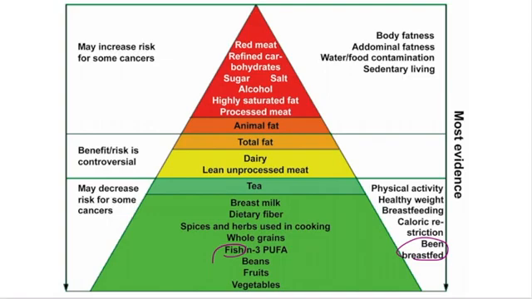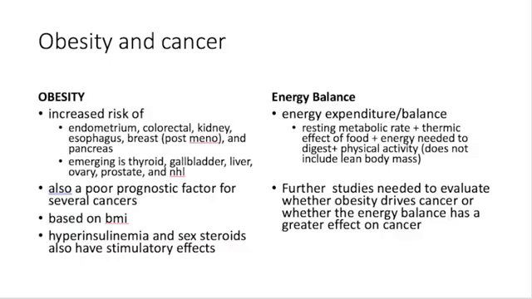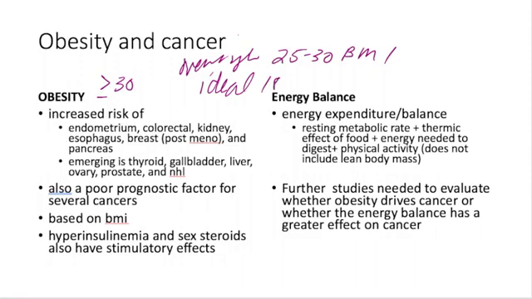Also, obesity aids in the development of some cancers. Here are the cancers that are increased by having obesity. And remember, obesity is a BMI equal to or greater than 30. We consider overweight 25 to 30 BMI, and then ideal is 18 to 25. Endometrial, colorectal, kidney, esophagus, breast, and pancreas.